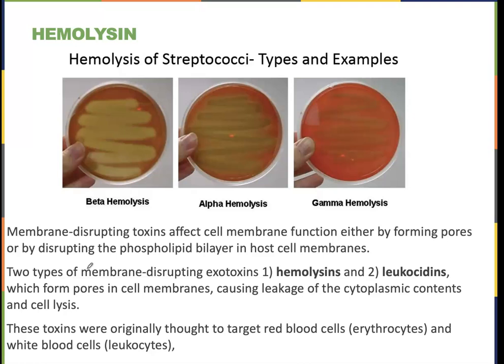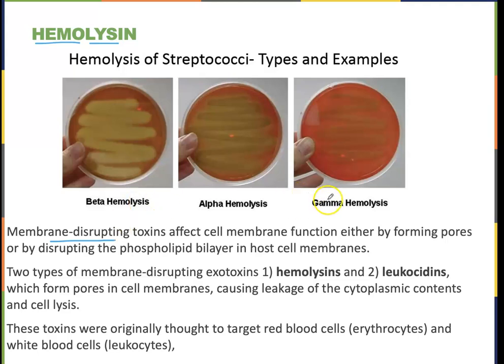Hemolysin. This is a particular toxin. We'll talk about this in lab, but it is something that destroys the membranes of cells. And in this case, hemo refers to red blood cells. Lyse is to lyse the red blood cells. So they are membrane disrupting toxins. Different microbes produce different kinds of hemolysins.